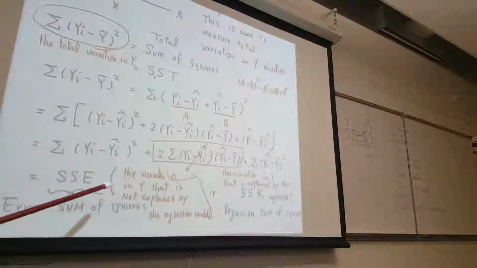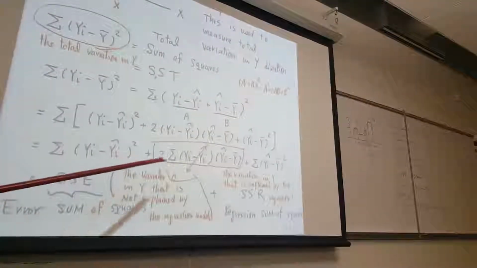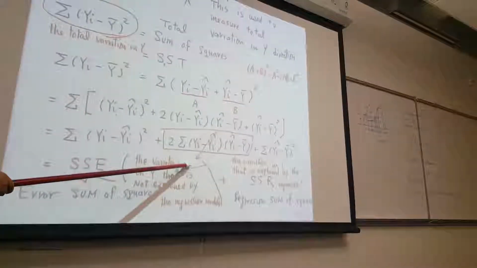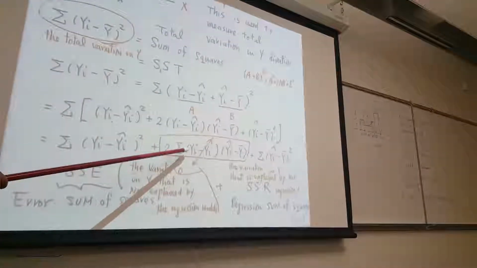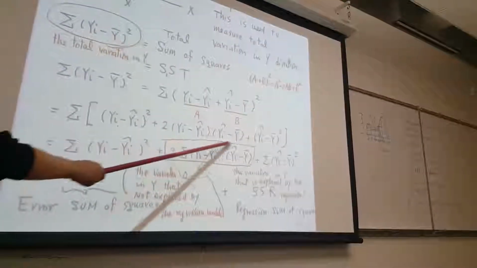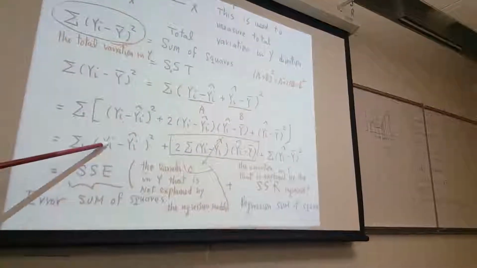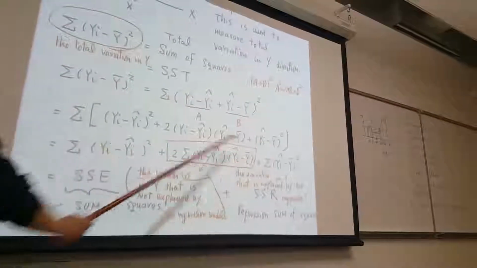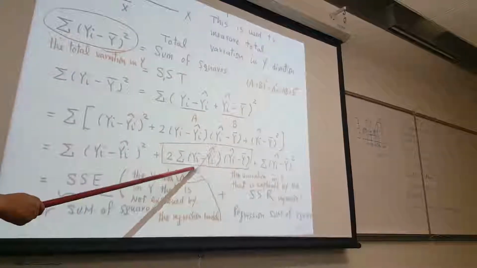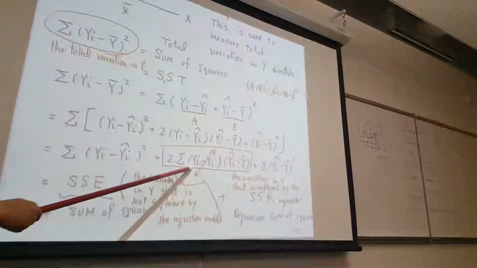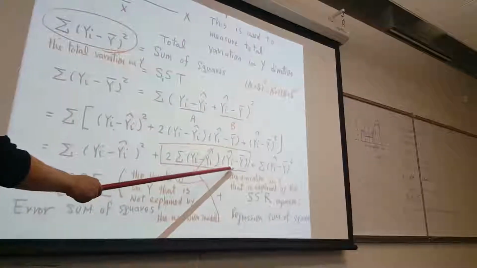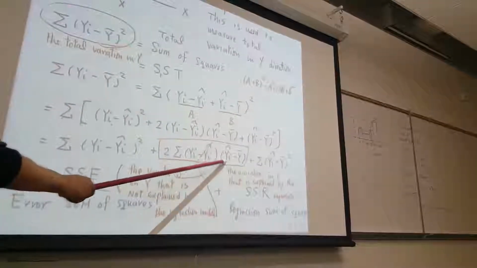Now, let's look at the first term here. Well, I'll look at the second term first. This term can be shown equal to 0. And you just memorize it. In a more advanced statistics course, they will prove why this term goes to 0. And only 2 terms are left. Well, I give you some intuition. yi minus yi hat is the prediction error. And yi hat minus y bar, these 2 vectors are perpendicular.